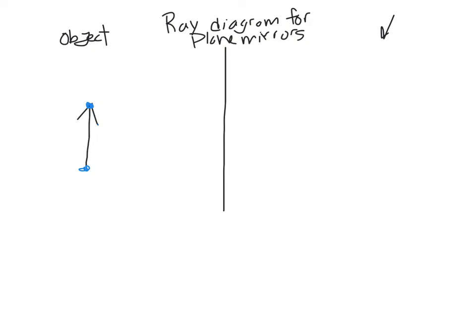Step 2, from those points, I'm going to draw incident rays. Now, the first incident ray I'm going to draw is going to be one that is perpendicular to the mirror, or perfectly parallel to sort of the ground. Now, if a line bounces straight into the mirror, the angle of incidence is 0.